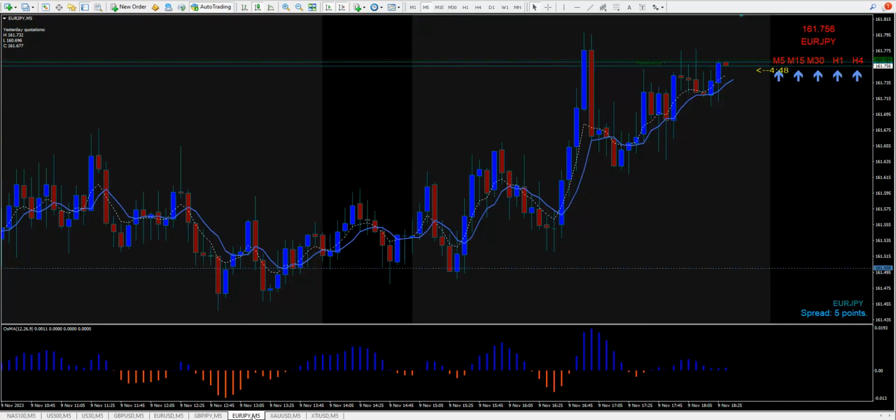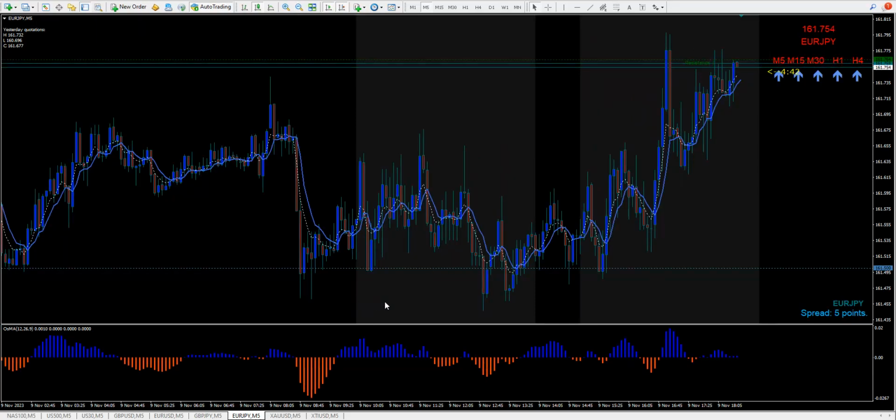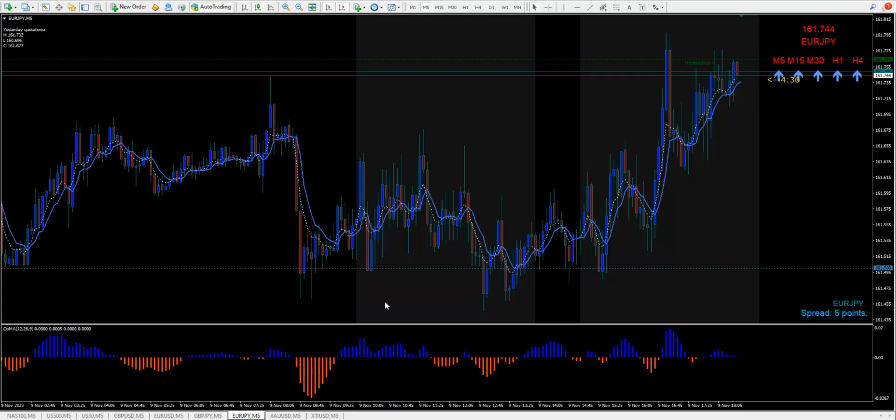Let's look at the euro yen. Oh, very choppy, very sloppy. Look at that. Wicks and sticks and giggly gicks. And look at that shit.